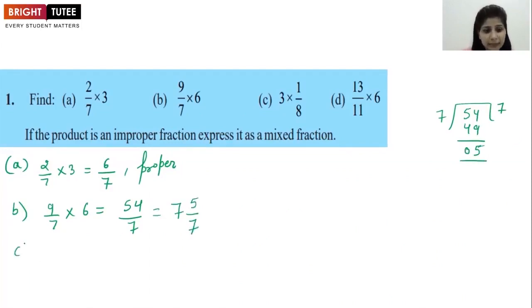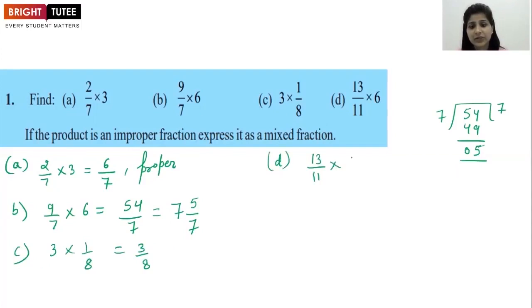Yeah. In the C part, we have 3 into 1 upon 8. So it will be 3 upon 8 only and it is a proper fraction, as we can see, the numerator is smaller than the denominator. In the D part, what do we have? 13 upon 11 into 6. So multiply 13 with 6. 6 into 3 is 18, 1 will be the carry. 6 ones are 6 and 1 is 7. 13 sixes are 78. Divided by 11. 11 sevens are 77. 1 will be the remainder and 11 is the divisor. So we have expressed it as a mixed fraction. Clear?